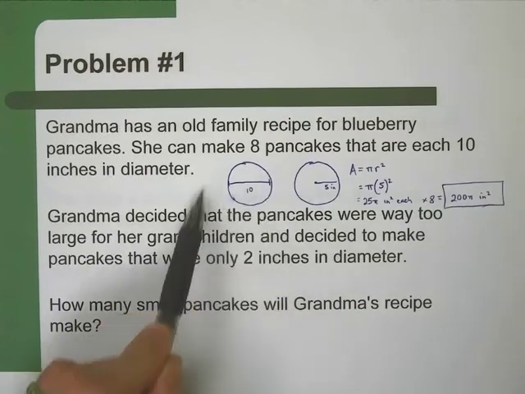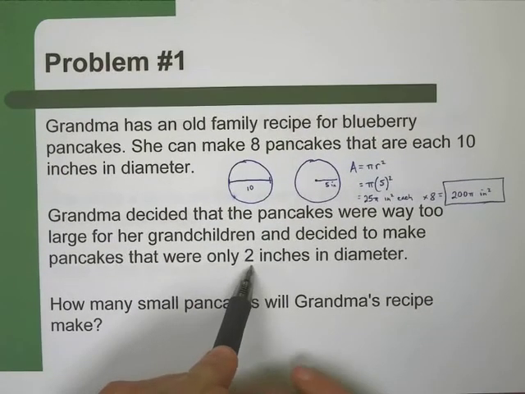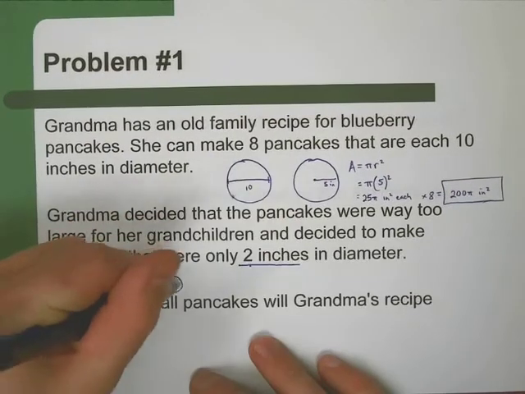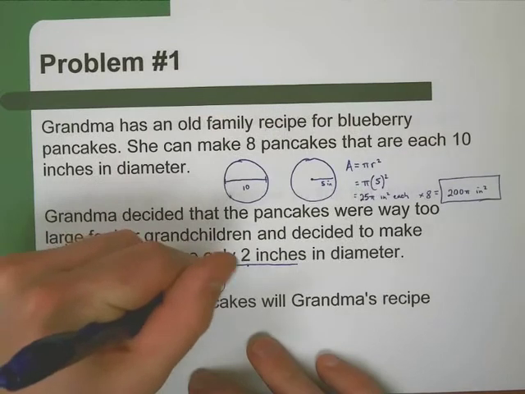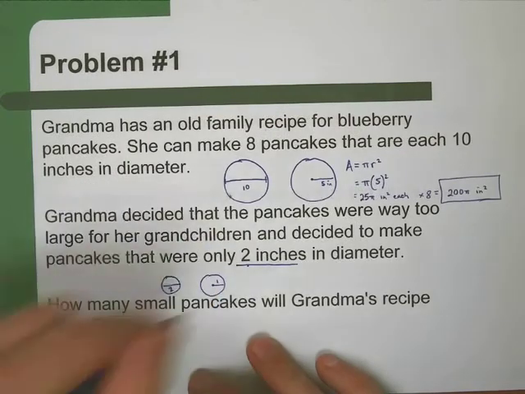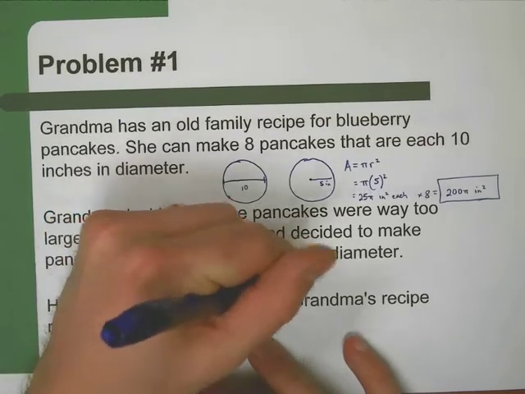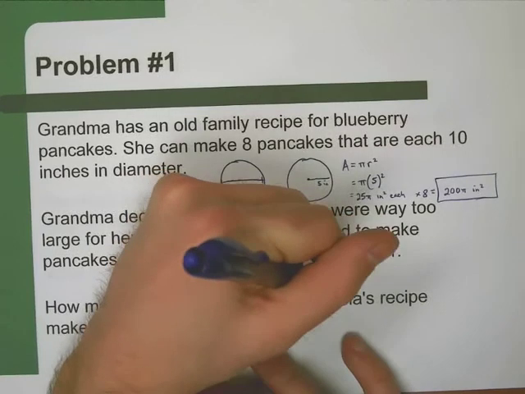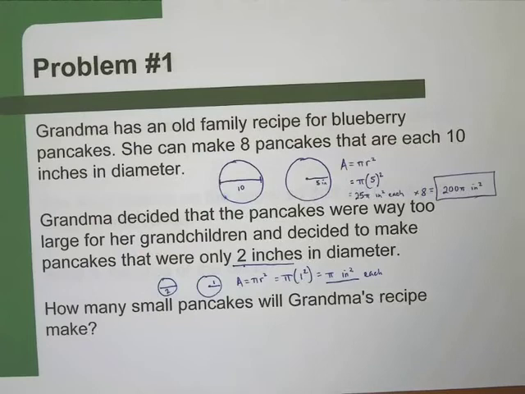Now we can make big pancakes, or maybe we can make little pancakes, right? And so the question is this. If it's only 2 inches in diameter now, if I shrink them down and it's 2 all the way across, well, really what that means is the radius is 1 inch. And I know that the area of that pancake is pi r squared, which in this case is pi times 1 squared, and 1 squared is just 1. So it's just pi square inches each.